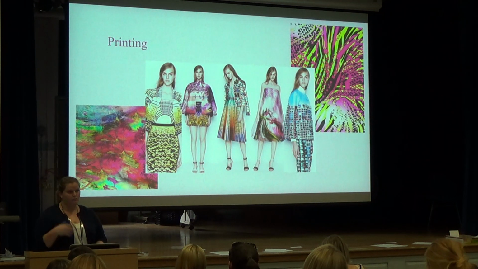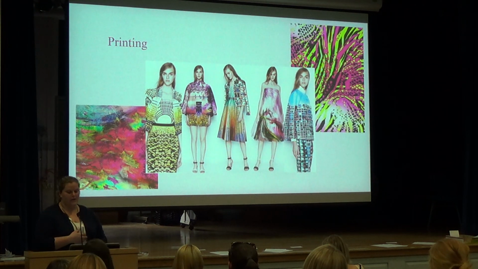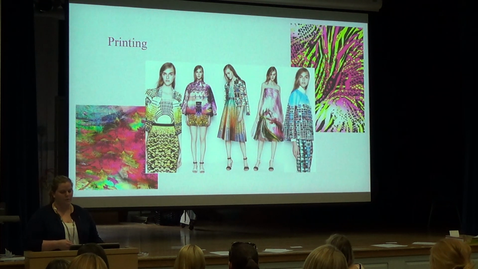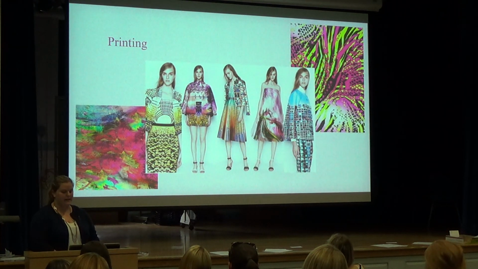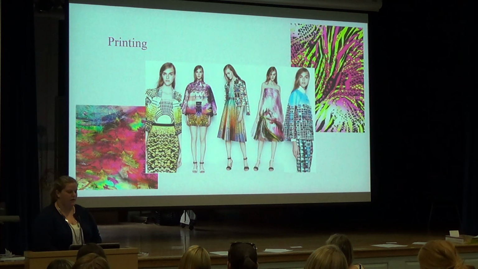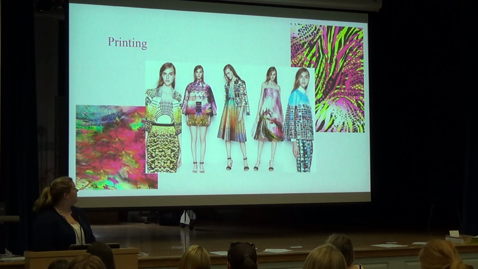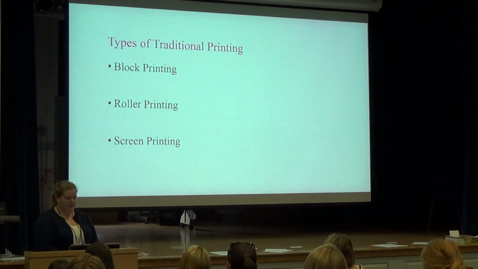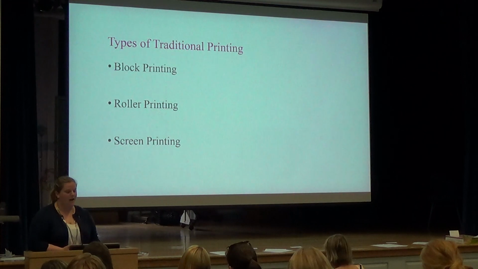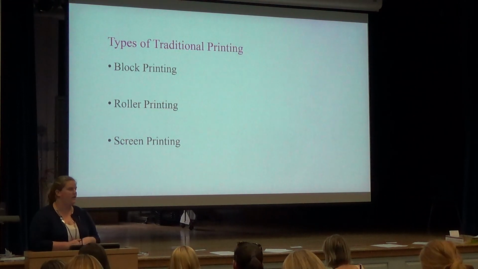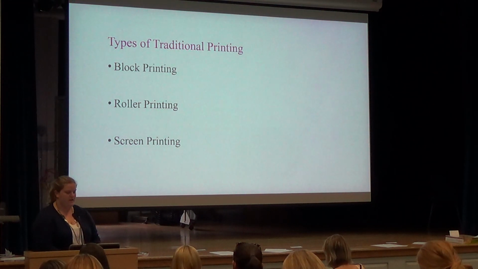So people discovered that if a design is transferred to a flat surface that can be coated with a color and stamped onto fabric, the same design can be reliably repeated many times. This makes it easier because it's much simpler, unchanging, and quicker. So there are 3 types of traditional printing: block printing, roller printing, and screen printing.